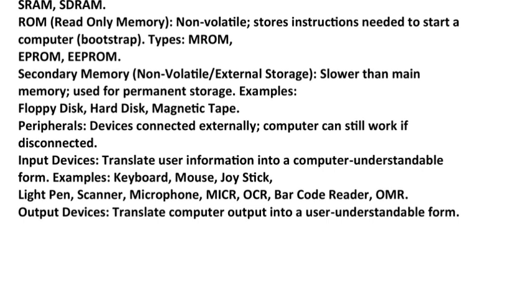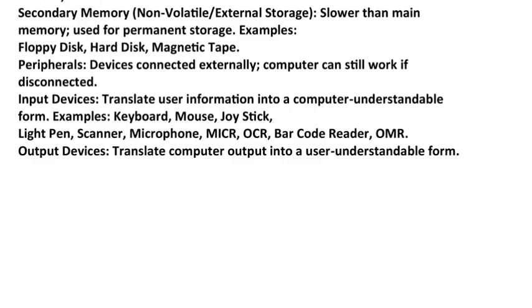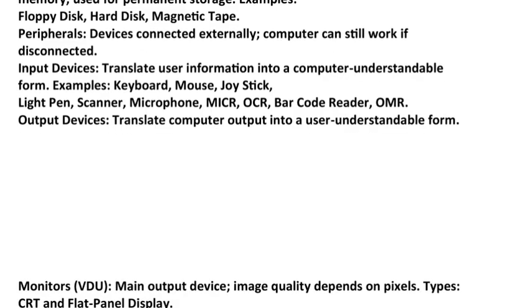Secondary memory, non-volatile external storage, slower than main memory, used for permanent storage. Examples: floppy disk, hard disk, magnetic tape. Peripherals, devices connected externally; the computer can still work if they are disconnected.